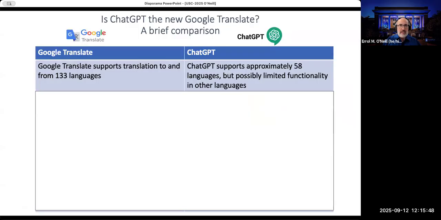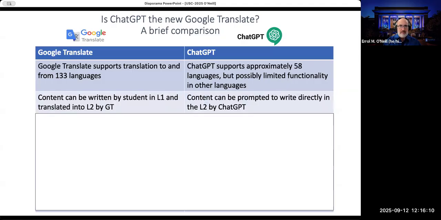To compare quickly between online translators and chatbots, I picked the 2 most popular ones to compare. Google Translate supports more languages than ChatGPT does. The number is around 58. They don't officially say, but it's been tested in 58. There may be other languages where it has some capabilities.